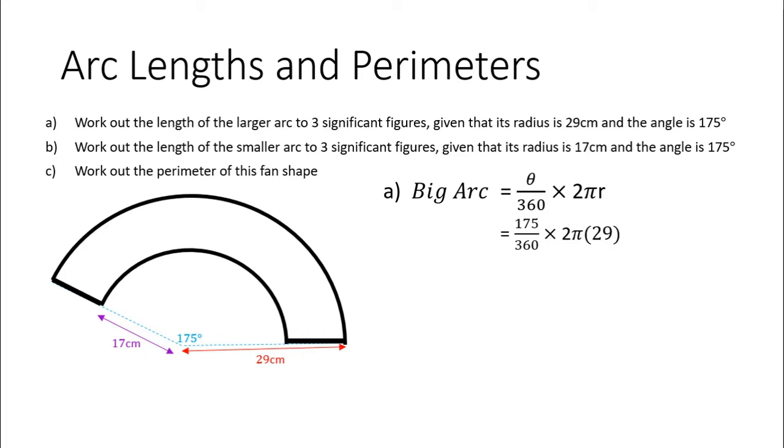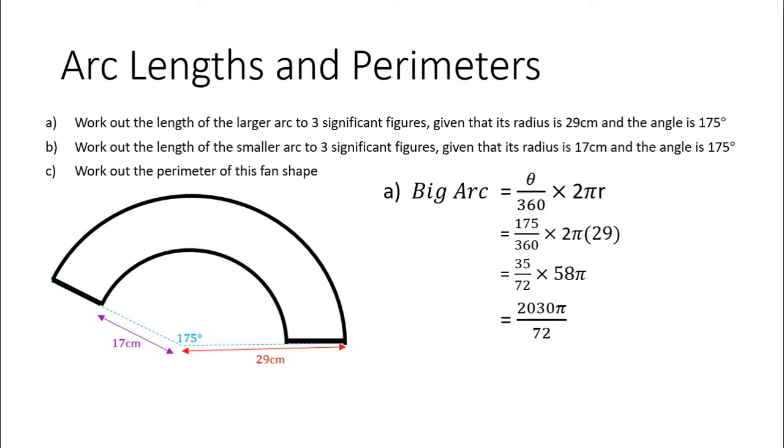Now, the fraction simplifies nicely, and 2 times 29 gives us 58. So that's going to be 35 over 72 times 58 pi. Again, multiplying by the fraction, we only need to multiply the 58 pi by the number at the top of the fraction. So the numerator 35 times 58 pi gives us 2030 pi over the denominator, which is still the same, it's still 72. Now this is an exact answer.